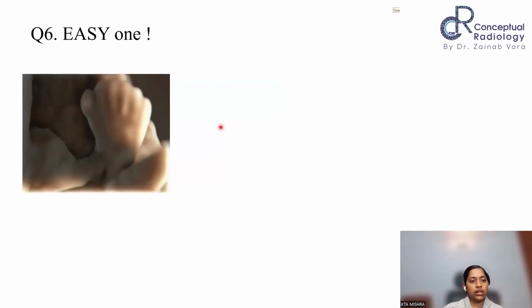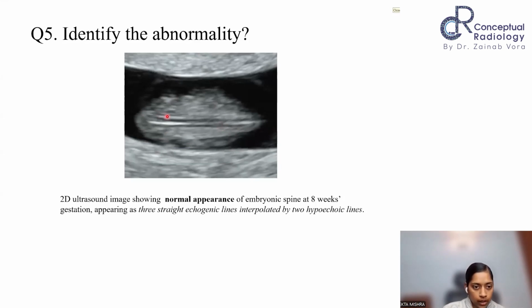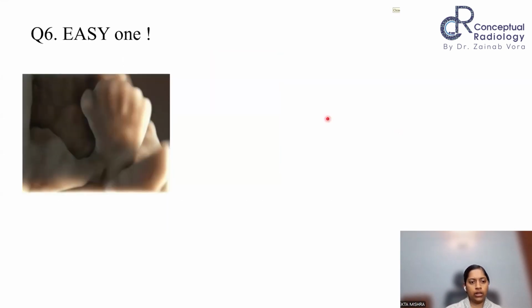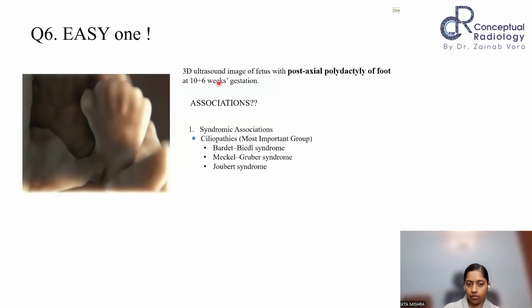Okay. Easy one again. And you have to tell me which syndrome is associated. Very good. Syndrome 1, 2, and the third line. Okay, good. Post-axial polydactyly, extra digit here. This is a 10 weeker. Association. So again, syndromic first, Meckel-Gruber, Joubert, and then Patau, trisomy 13.